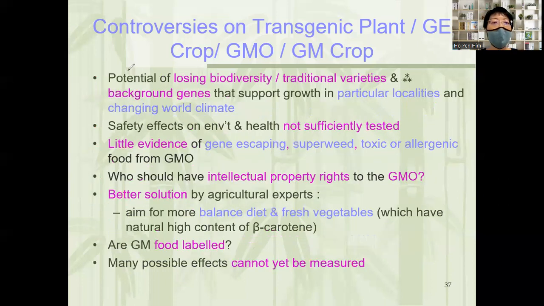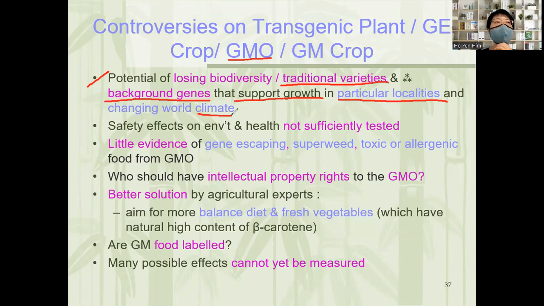Okay. Potential loss of biodiversity. This is very important because if we keep on growing GMO, and a lot of fields start to grow GMO, then the traditional varieties are not grown anymore. After a long time, you'll find that these plants no longer exist on Earth, so we will lose their background genes. Background genes are genes in the plant that support them to grow in a particular location as well as climate.